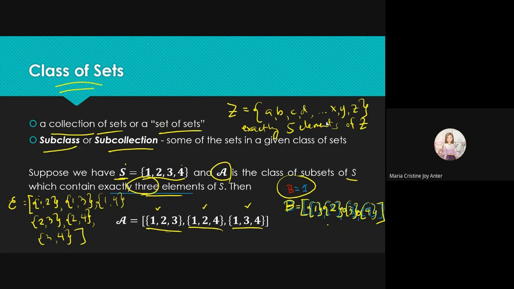Pwede ka mag-abot nga 5 lang kabuok, 1, 7, 8, 64 kabuok, 87 kabuok sulod ana nga class. Okay, that is on the classes of sets. Basta, mo-satisfy siya kung unsa ang condition nga dapat sulod ana nga set, kung unsa ang gi-set nga condition sa class of sets.